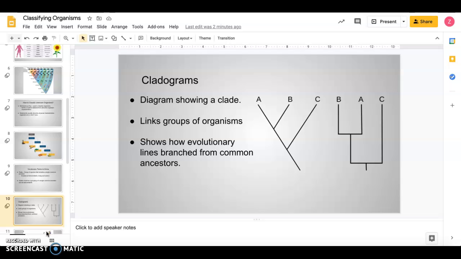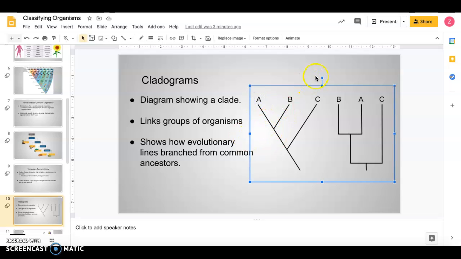Now let's look at how we demonstrate a clade. We use cladograms. They're diagrams showing a clade. They link groups of organisms, and they show how evolutionary lines branch from a common ancestor. They can be shown in a few different ways. In the cladogram on the left, we have a common ancestor that's shown at the stem. Think of this as like a flower. And eventually, species C branched off, then species B, and then species A.